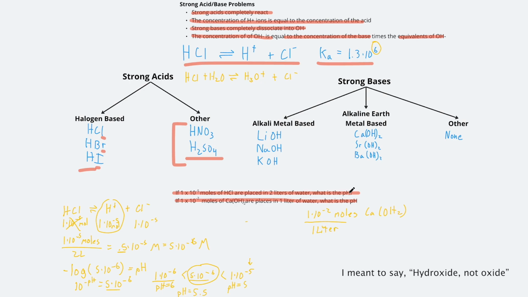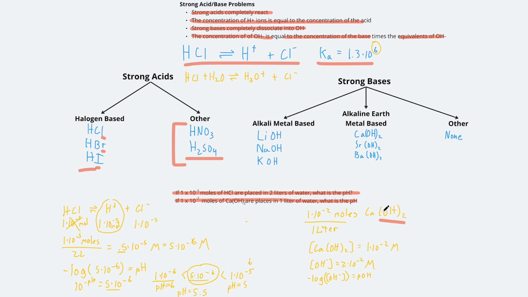So that means that the concentration of calcium oxide is 1 times 10 to the negative 2 molar. But you need to notice that there are 2 molecules of oxide for every 1 molecule of calcium oxide. So that means that our concentration of oxide is going to be double the concentration of calcium oxide. So the OH concentration is equal to 2 times 10 to the negative 2 molar. So now find the pOH, which is the negative log of the OH concentration equals the pOH.